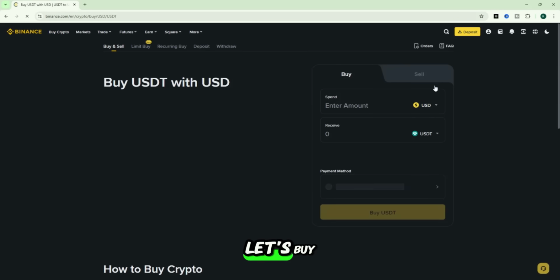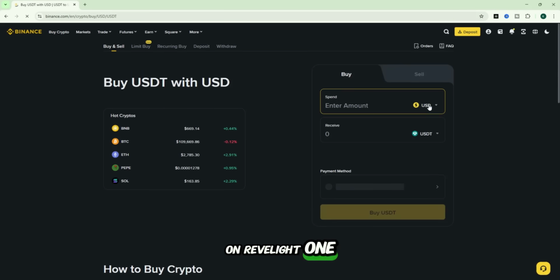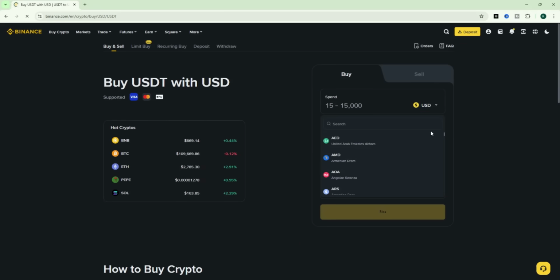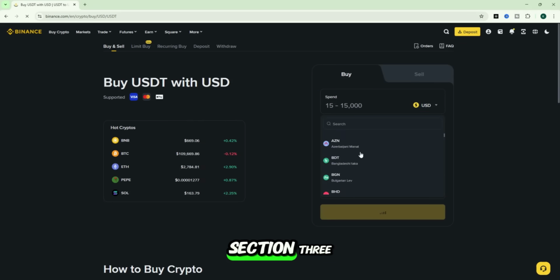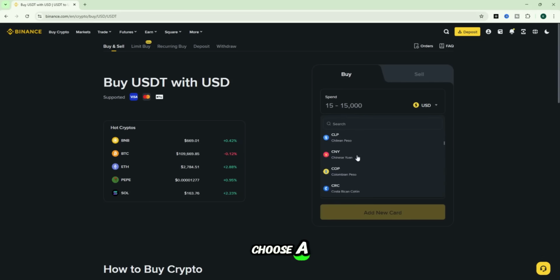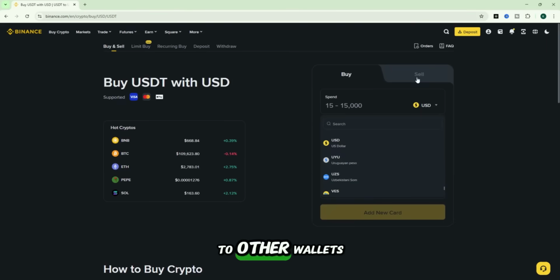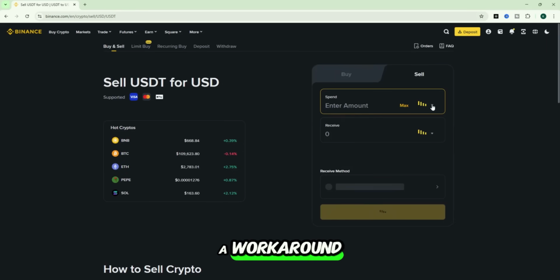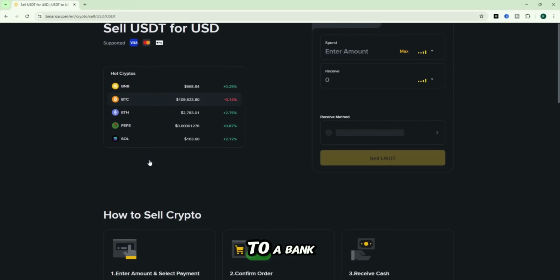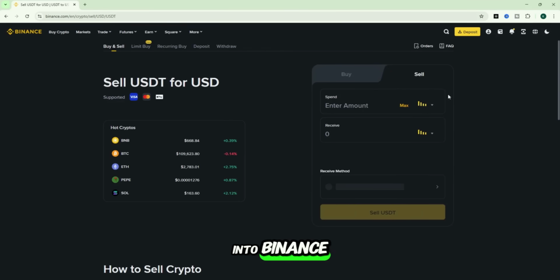Alright, first, let's buy some crypto on Revolut. 1. Open the Revolut app. 2. Navigate to the crypto section. 3. Choose a cryptocurrency. Let's go with USDT for this demo. 4. Enter the amount you want to buy. 5. Confirm the purchase. Since Revolut doesn't let you send crypto directly to other wallets, we'll need to use a workaround, typically by withdrawing to a bank account and redepositing into Binance.